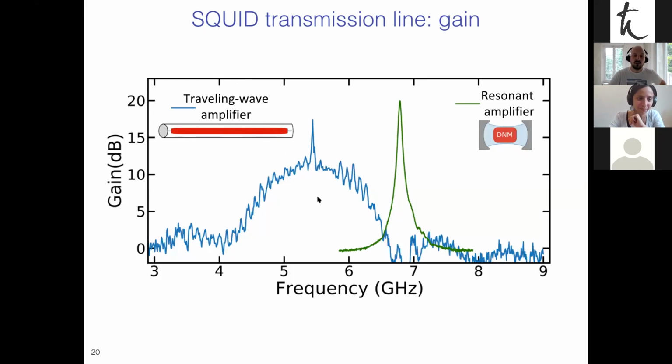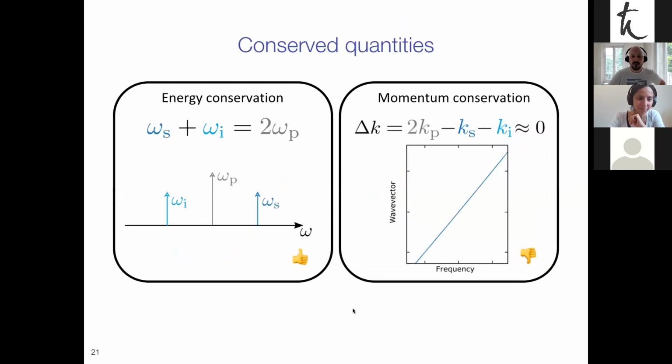And this is really a problem. And now there is some physics to understand. As I told you, we need to fulfill energy conservation. But since now we are dealing with propagating waves, we also need to fulfill momentum conservation. So momentum conservation is just that.